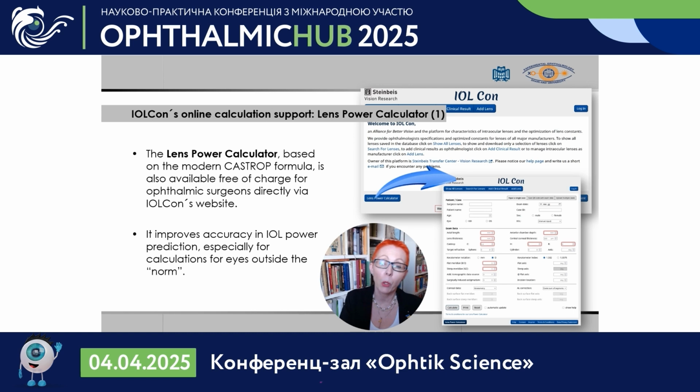For quite some time, IOLCon offers already the lens power calculator, which is based on the modern Castrop formula. This tool, supporting the surgeon in choosing the correct IOL, is also available free of charge for ophthalmic surgeons directly via IOLCon's website. It improves the accuracy in IOL power prediction, especially for calculations for eyes which are outside the norm.